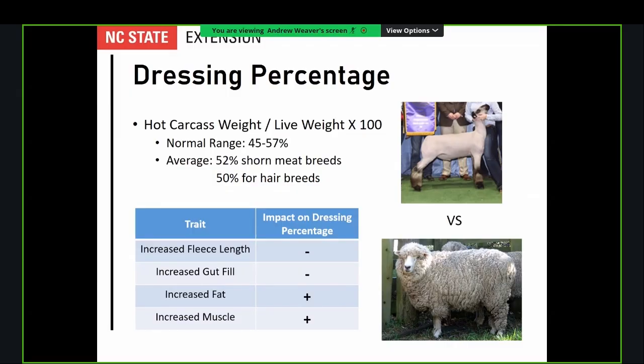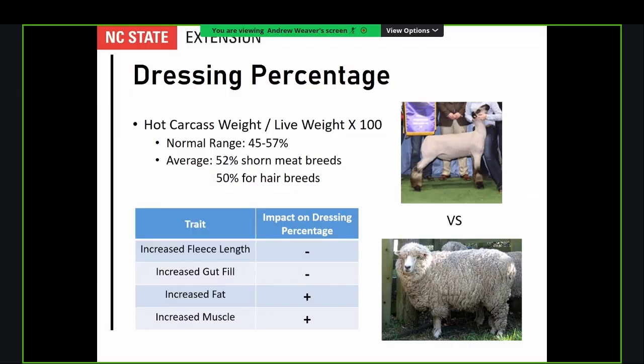I didn't include it, but the presence of horns would also play into dressing percentage. If we have horned animals, those horns are removed when the head is taken off. The horns would contribute to live weight, but would not contribute to carcass weight. And so that would lower dressing percentage. The presence of horns would lower dressing percentage. So there's a number of factors here that play into this.